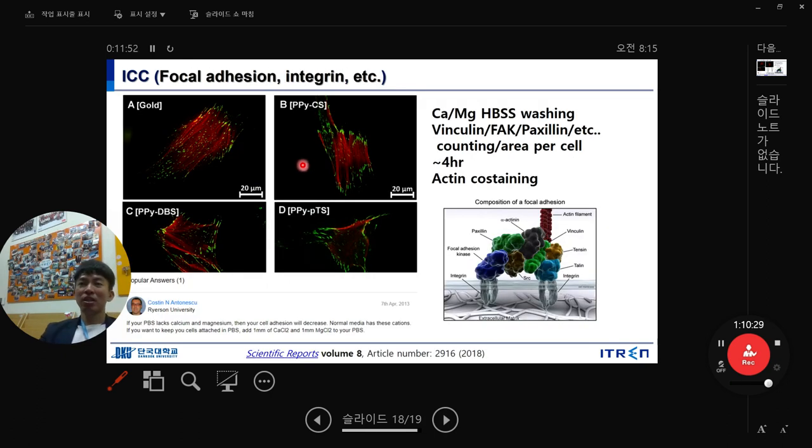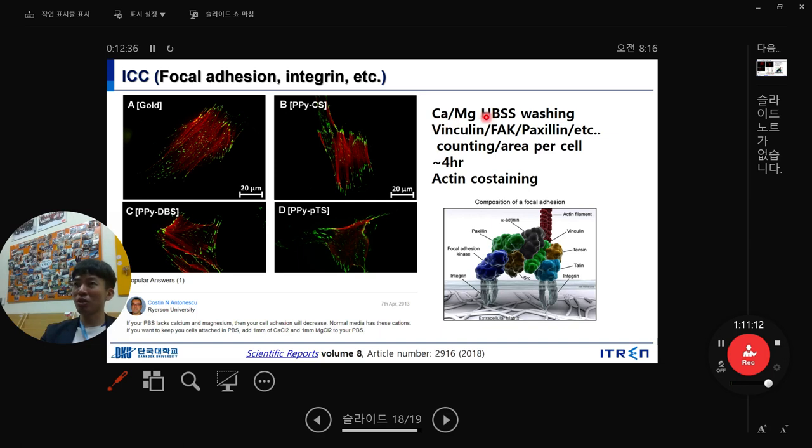And finally, if you want to look at focal adhesion, how your cells attach well on your material: these beautiful images are not simply achieved. It takes very high technique. A very important thing is that calcium and magnesium incorporated PBS or HBSS should be used during washing. If you wash with normal PBS, which doesn't have any calcium or magnesium, focal adhesion never appears. So if you do vinculin, FAK, paxillin, any kind of protein or PCR related to these adhesive proteins, you always have to do HBSS washing.